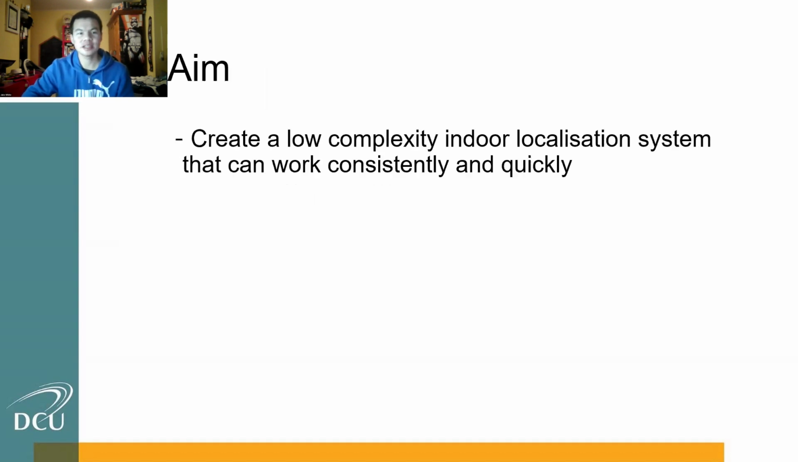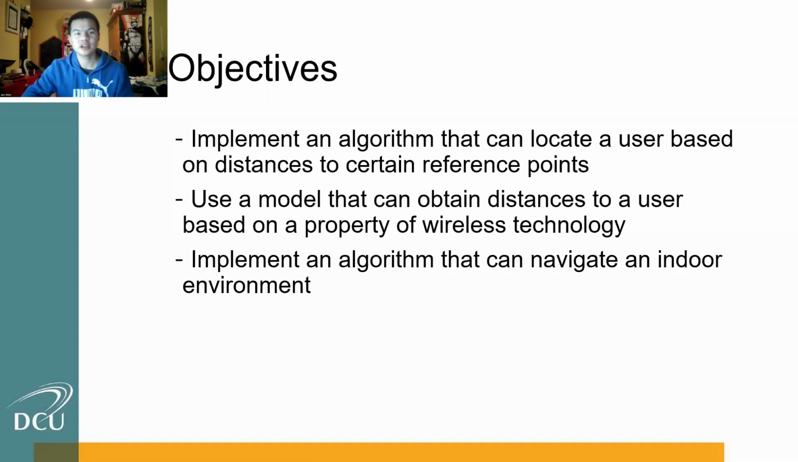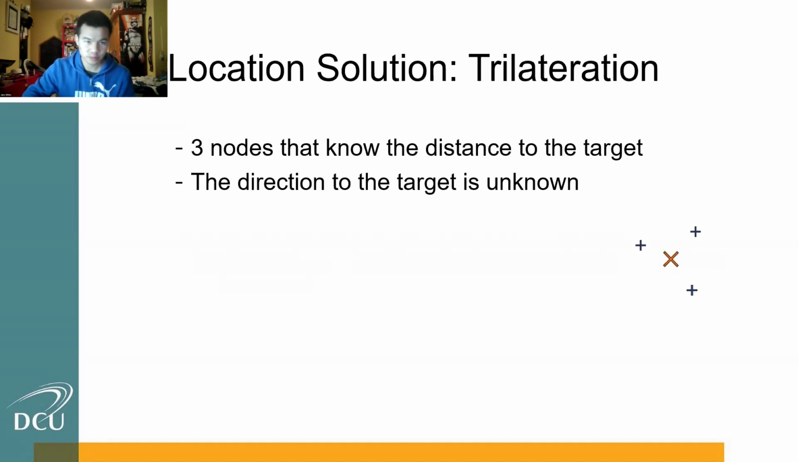So my aim is to create a low complexity indoor localization system that can work consistently and quickly. And my objectives are to implement an algorithm that can locate a user based on distances to certain reference points, use a model that can obtain distances to a user based on a property of wireless technology, such as the speed of light, and implement an algorithm that can navigate an indoor environment.